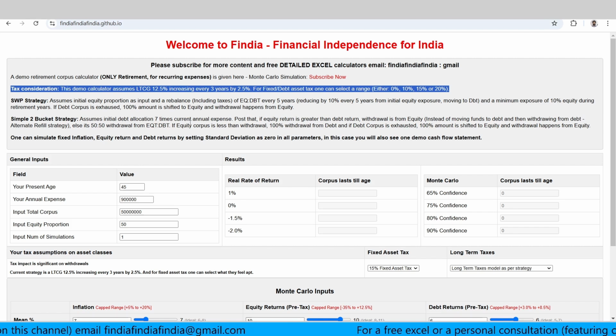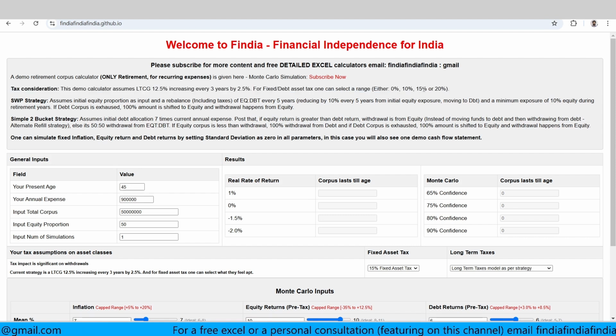And for a fixed or debt asset tax, what we have given is a choice to the user. They can use either 0%, 10%, 15%, or 20%. We generally take 15% tax, and that's what we believe should be good for considering for a fixed or debt asset tax, right? 15% for fixed or a debt asset tax. Right now it is like 20% if you're quickly selling. For FDs it is coming in salary slab and all those things, but on average I would say we should consider about 15% tax, and that's what we are using here.